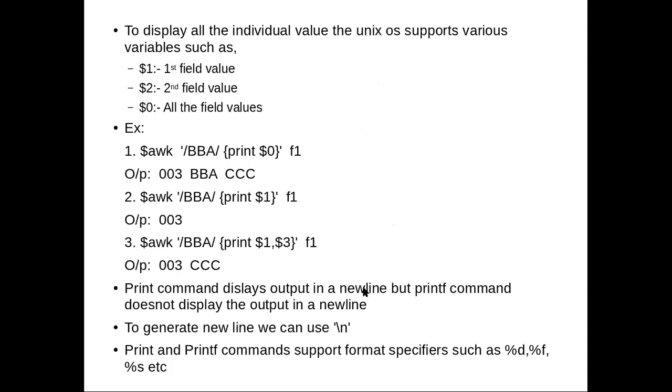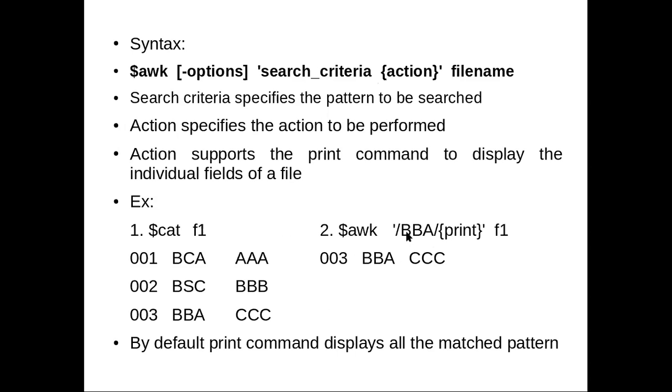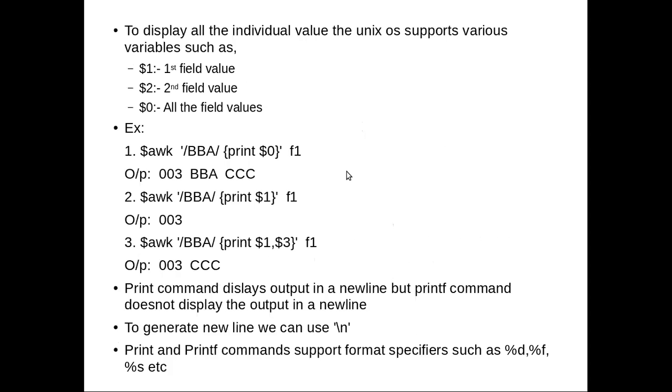Now, in this example, we searched for the pattern BBA and displayed the entire record or line which contains BBA. Suppose I don't want to display the entire line or record. I just want to get only the first field value and the third field value. How can we retrieve those specific field values? For that, we use different variables here.